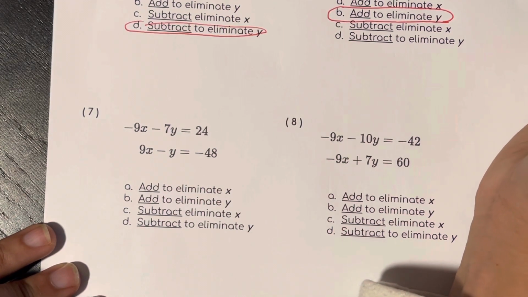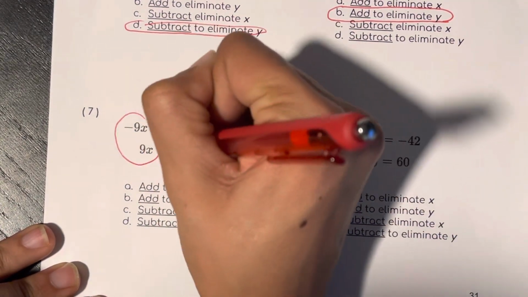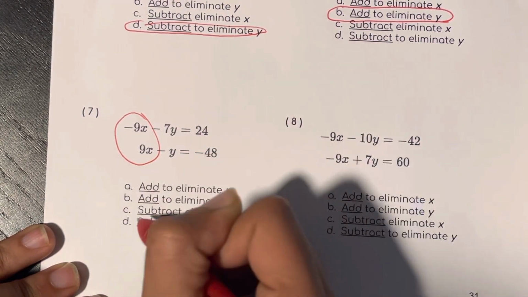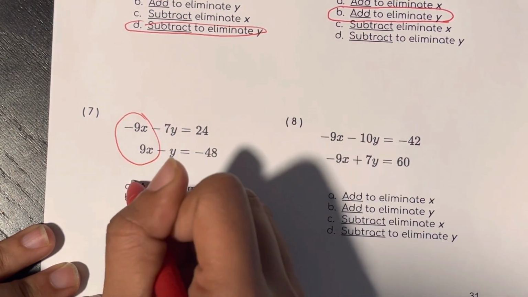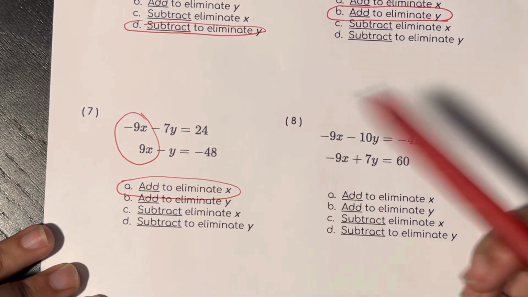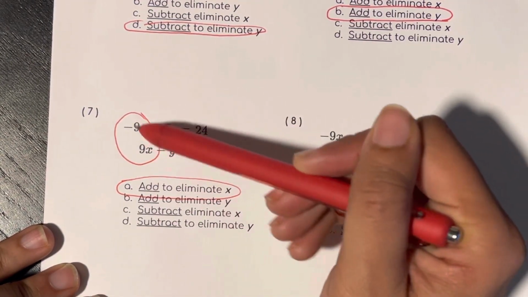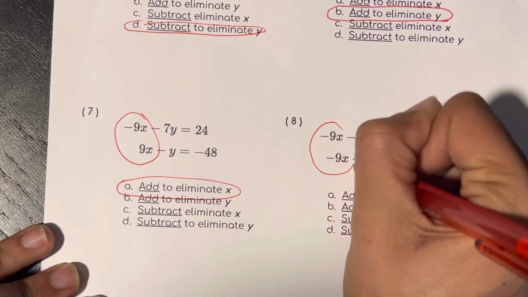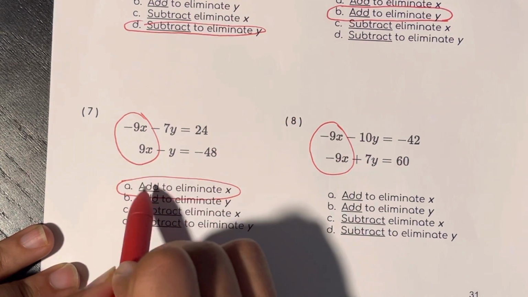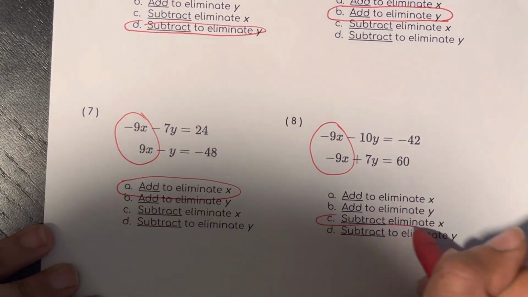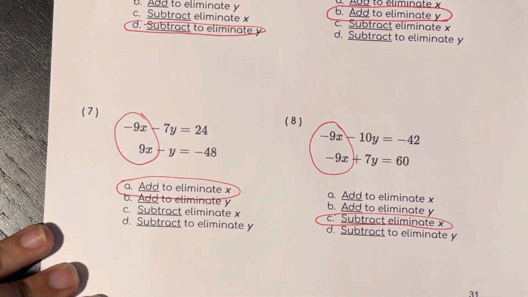Number 7, my x's are about the same, and I have to add to eliminate my x's. Because when I add, since they're opposite signs, they'll eliminate. And then here, close. So these were opposite signs and we added. These are same signs, so we subtract. All right, and that's actually the entire lesson for today.